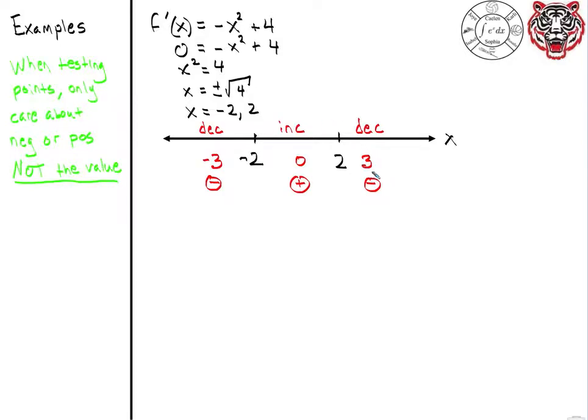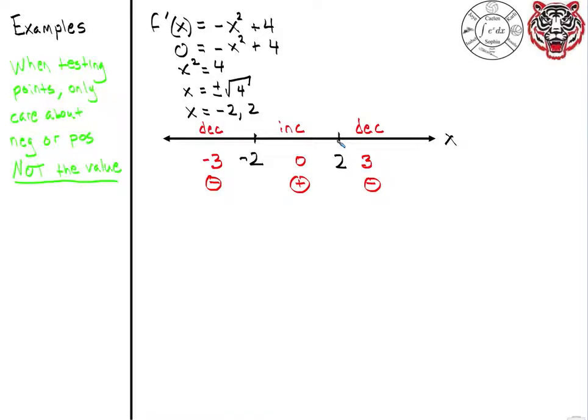All right, and then just testing this test point. So when I plug in 3, 3 squared is 9, and then a negative 9. So negative 9 plus 4 is -5, which is a negative. Again, we only care about if it's negative or positive. And negative means what type of interval? Increasing or decreasing? Decreasing. Perfect.